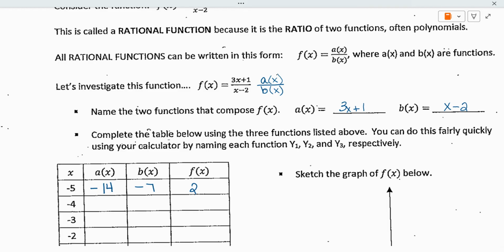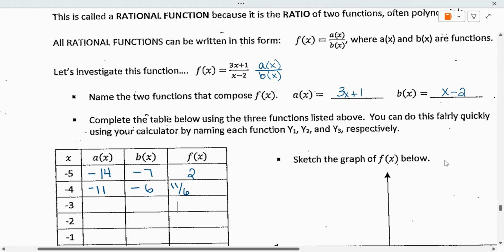What about negative 4? When I let x equal negative 4, y sub 1, or a of x, is negative 11. When I let x equal negative 4, b of x is negative 6. Negative 11 divided by negative 6 is a positive 11 over 6. Yeah, it's a of x divided by b of x. This is about 1.8.